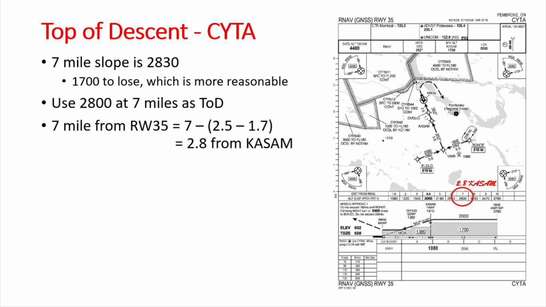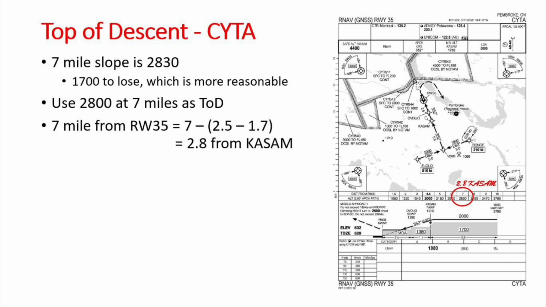What if we move the top of descent a bit further back to the 7-mile number of 2,830 feet? Then we'd only have to lose 1,700 feet. At 400 feet per mile, that occupies 4.2 miles. At the steeper 500 feet per mile, we'd be level in 3.7 miles. So I'll pick my top of descent of 7 miles and 2,800 feet, with an initial best effort immediately after crossing Bondi.